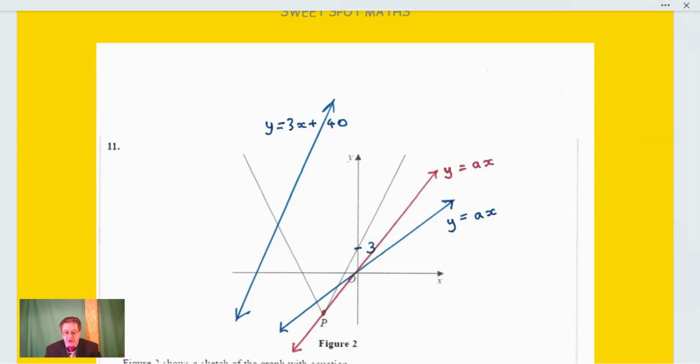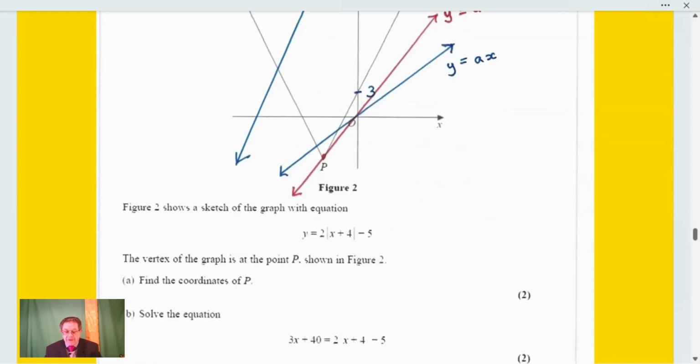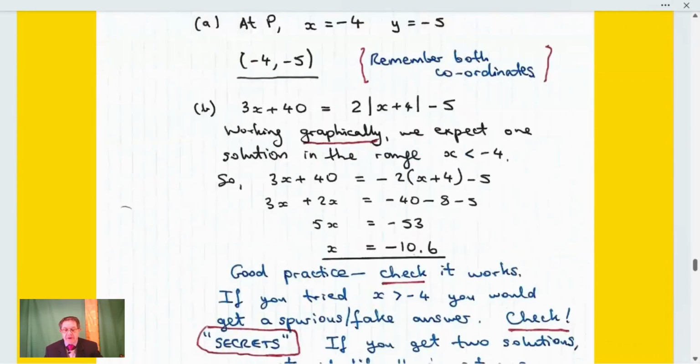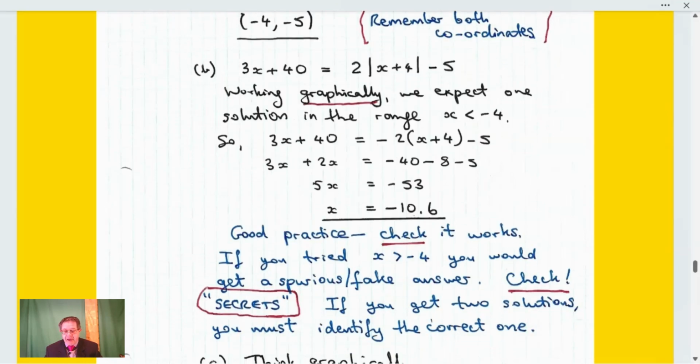So when we solve our equations, we are using the fact that mod of x plus 4 is going to be negative in that range. So we solve the equation 3x plus 40 equals 2 mod x plus 4 take 5, we can replace mod of x plus 4 by minus x plus 4 and solve, and x equals minus 10.6. Does my answer make sense? Yes, it does. That seems to be sensible from the diagram.